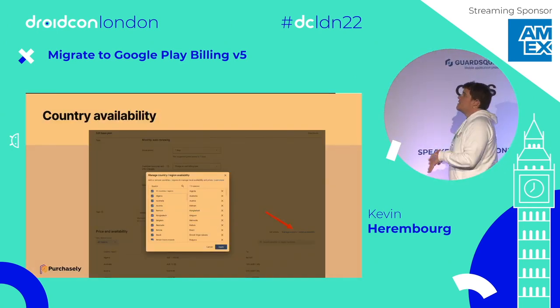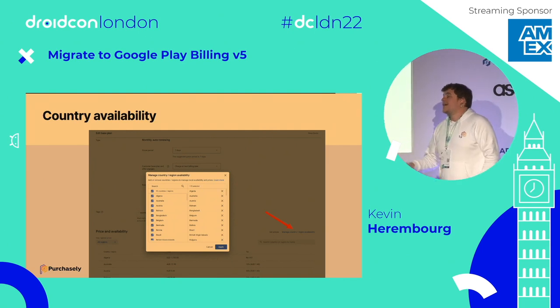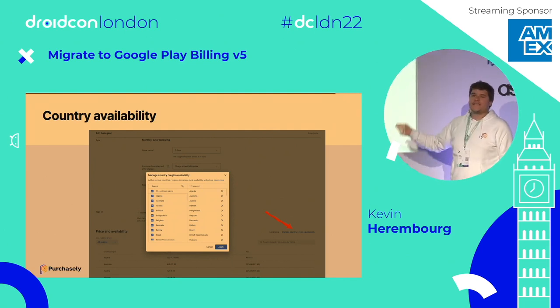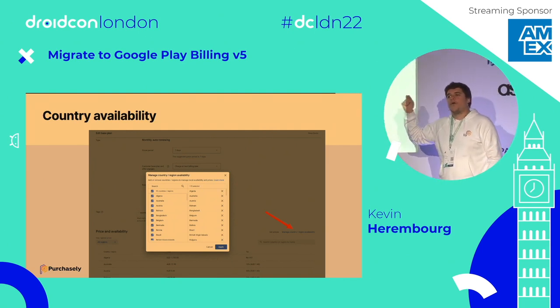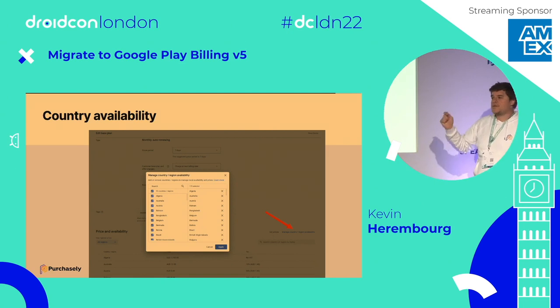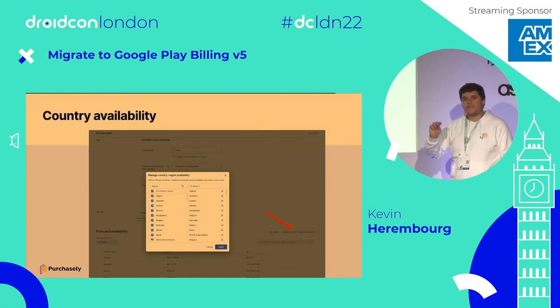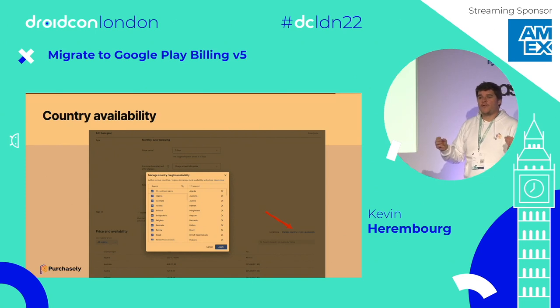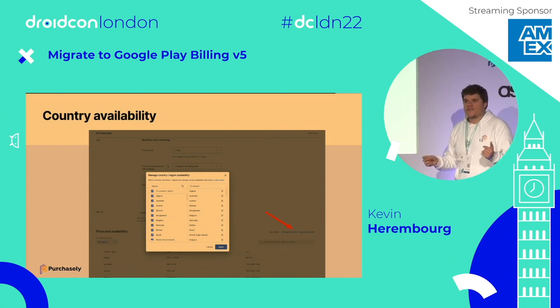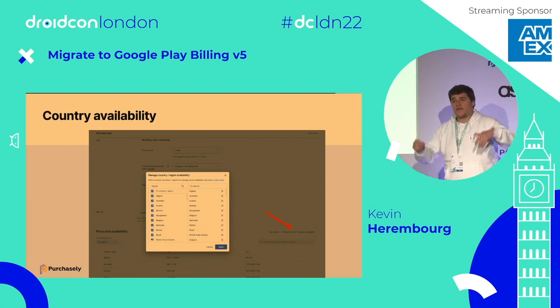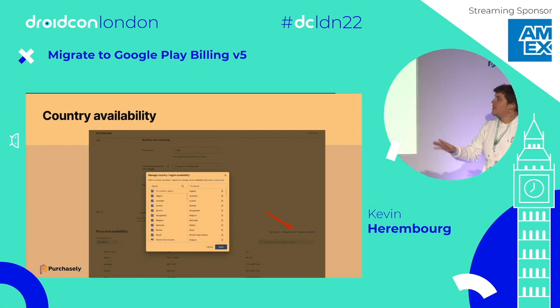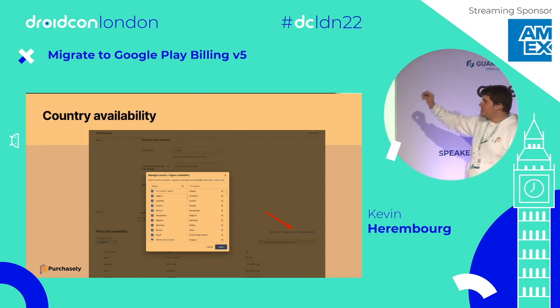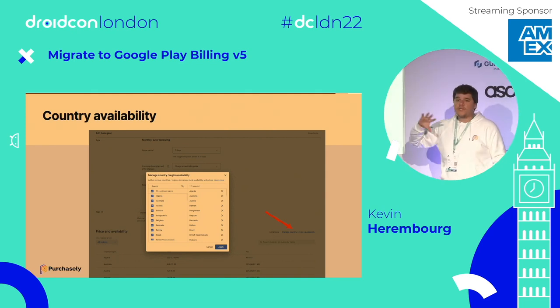And there are many new features available in this version. At last, you can finally decide in which country your offers are available. Because before, with Google Play Billing version 4, if you were distributed worldwide with your applications, you could only provide your in-app purchases worldwide. There was no way to say, I just want this offer for France, for UK, for US. No way. Now you can. So you can have specific offers for specific countries or even regions.